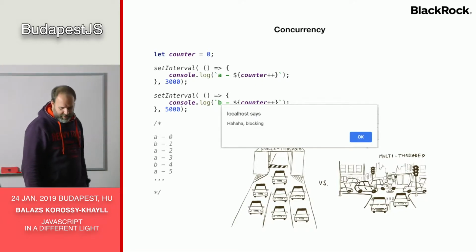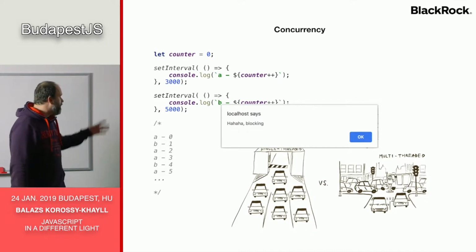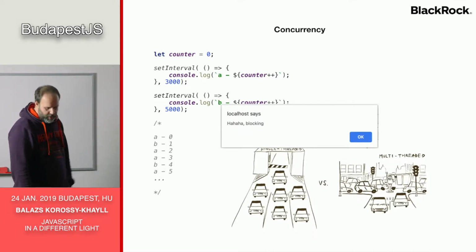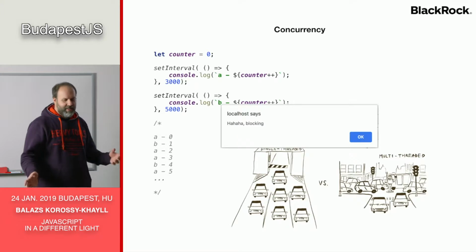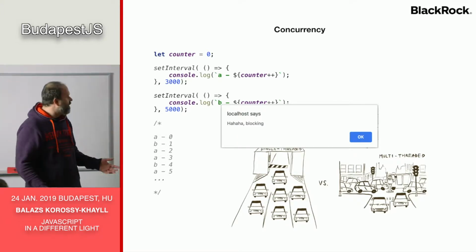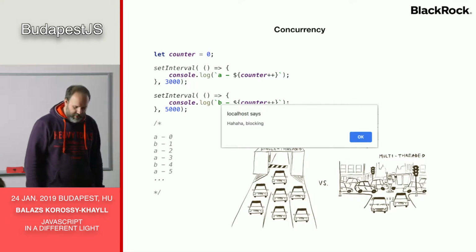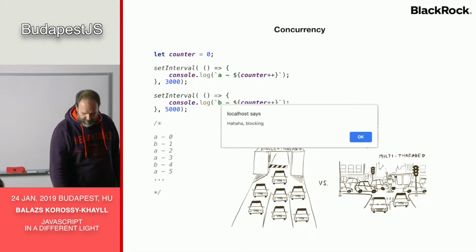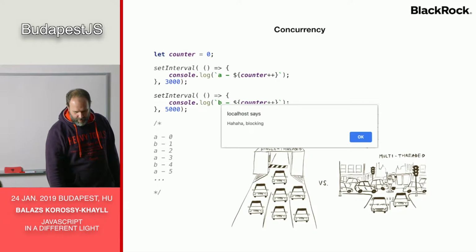So the alert, of course, is an exception. It blocks execution until the OK is clicked. There's this other thing, the synchronous XMLHttpRequest, which also blocks, but some say it was by mistake.